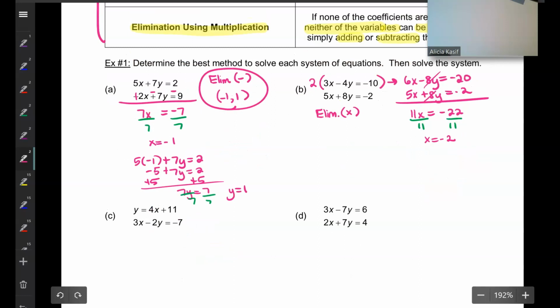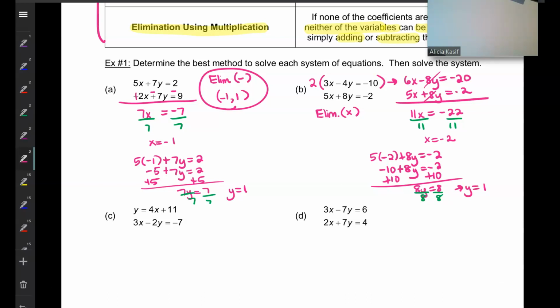And then go ahead and plug back in. Maybe I'll plug it into the second equation. And we should get y equals 1. So my answer is -2, 1.